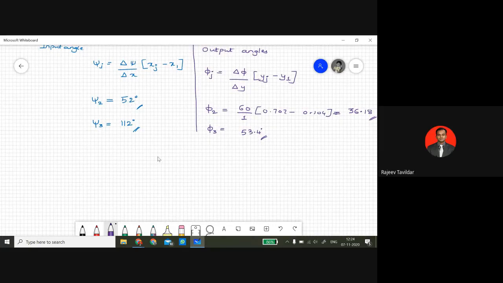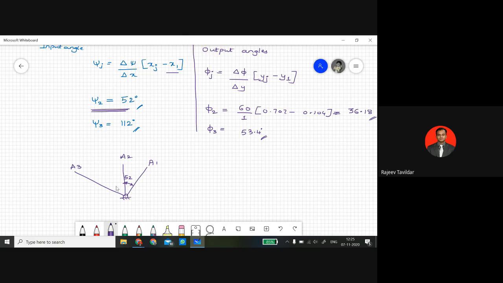Now let me plot a rough sketch of these precession angles that we have got here. Let me write this as A1, A2 and A3. See here, I have got psi 2 as 52 degrees. Where should I mark this 52 degrees? If you look at the formula, this psi 2 has been found with respect to x1, that is the first position. So this angle is 52 degrees.